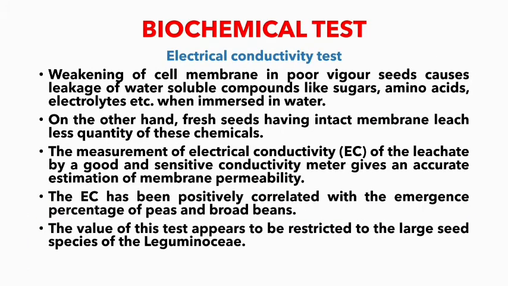Biochemical test. In that we are going to see the electrical conductivity test. Weakening of cell membrane in poor vigor seeds causes leakage of water soluble compounds like sugars, amino acids, electrolytes, etc. when immersed in water. On the other hand, fresh seeds having intact membrane leach a smaller quantity of these chemicals. Measurement of electrical conductivity of the leachate by a good and sensitive conductivity meter gives an accurate estimation of membrane permeability. The EC has been positively correlated with the emergence percentage of peas and broad beans. The value of this test appears to be restricted to the large seed species of Leguminosae.